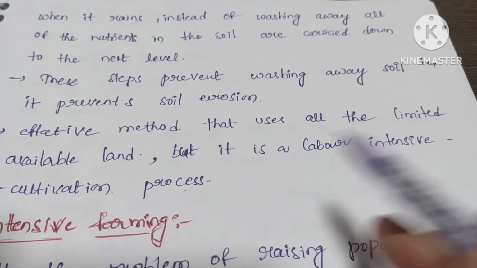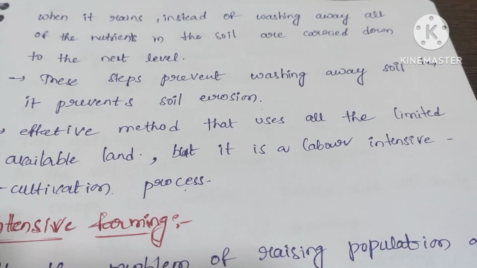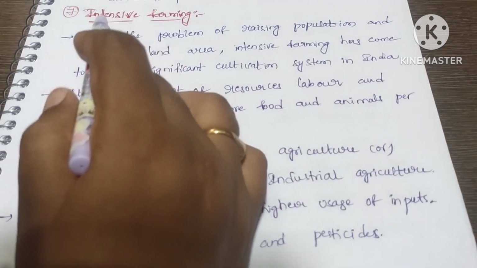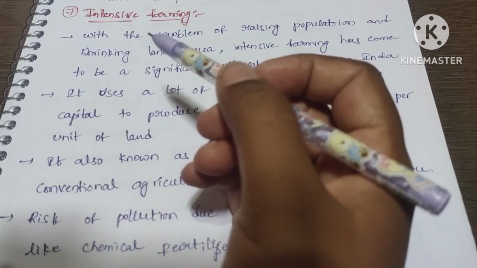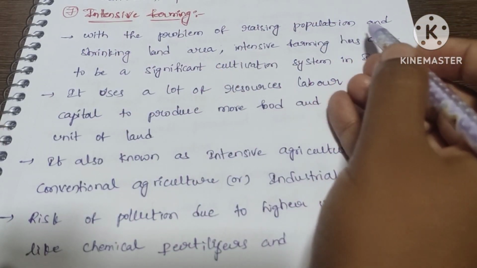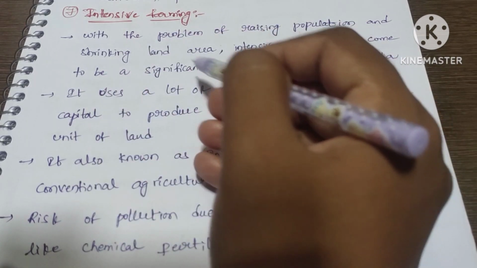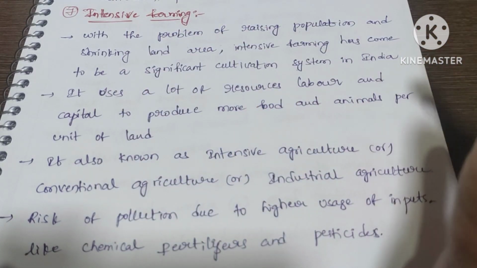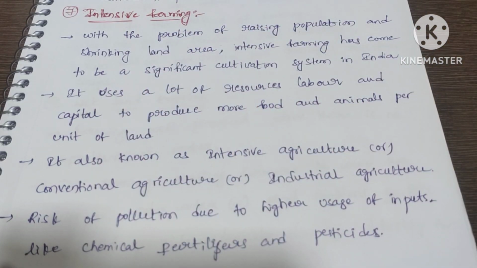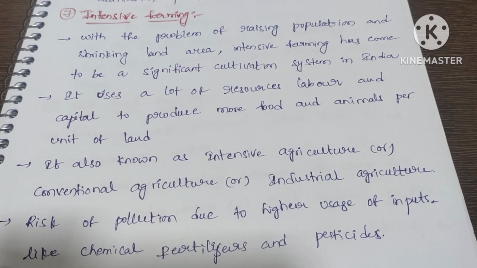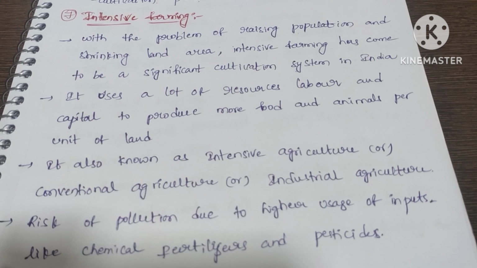That is why it's a labor intensive cultivation process. Okay. Another farming is intensive farming. With the problem of rising population and shrinking land area, intensive farming has come to be a significant cultivation system in India. Nowadays, rising population and shrinking land area is the bigger problem in India, isn't it? We have to compensate both these problems. So, we have to go with the intensive farming.